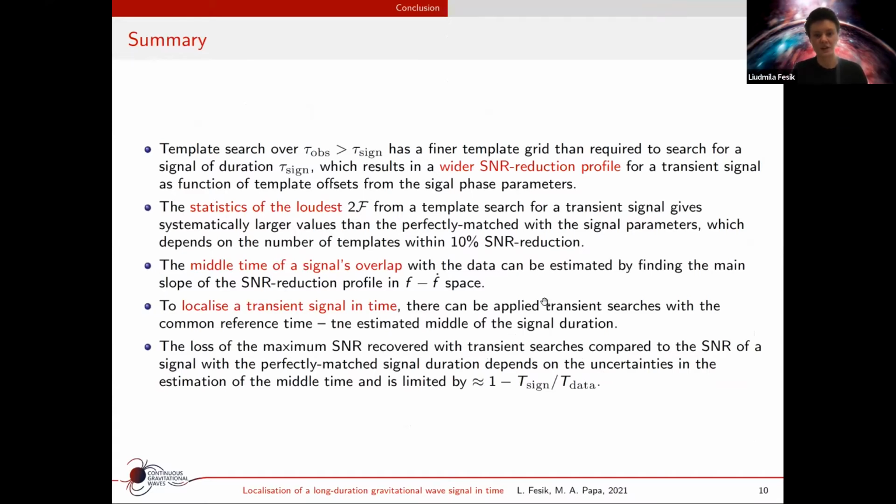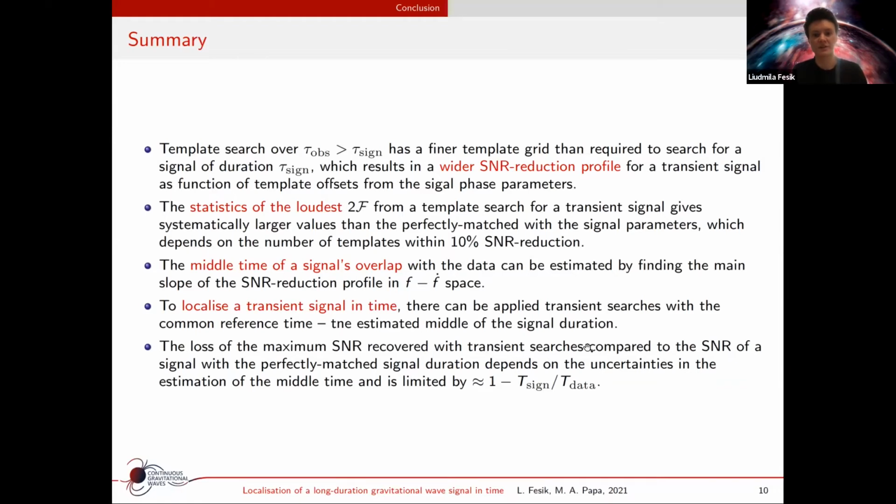So we considered how the fact that the template search for a transient signal has a wider SNR reduction profile influences the statistics of the loudest from the template searches. And this statistics of the loudest is the most important for the detection statistics. And we show how the middle time of the signal can be estimated just by considering the evolution of the templates in frequency derivative due to the wider SNR reduction profile.